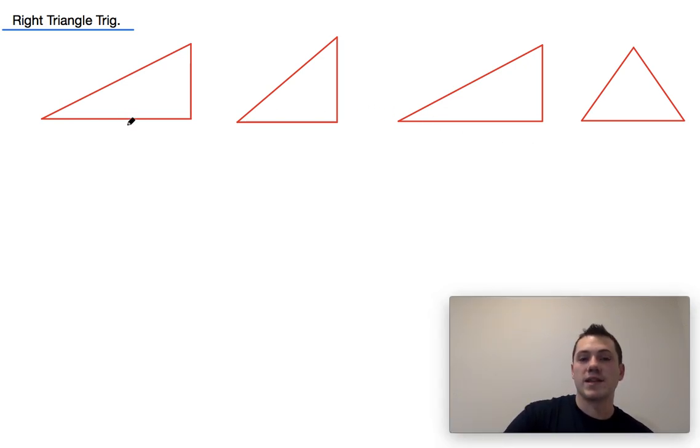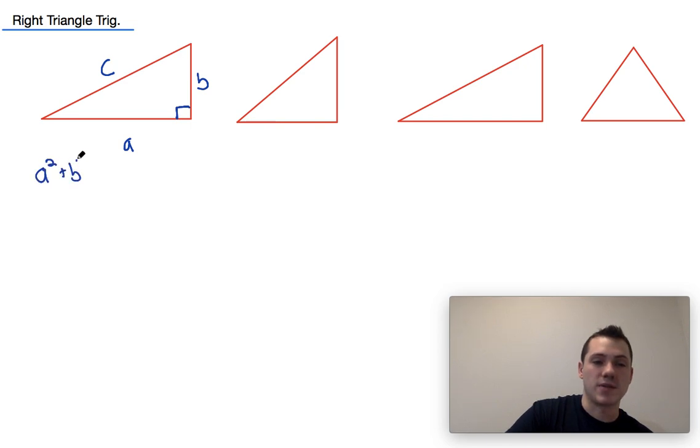The first formula that you're going to be provided with is the Pythagorean Theorem, which states that for a right triangle, if one side is A and one side is B, and the hypotenuse is C, we know that A squared plus B squared is equal to C squared.